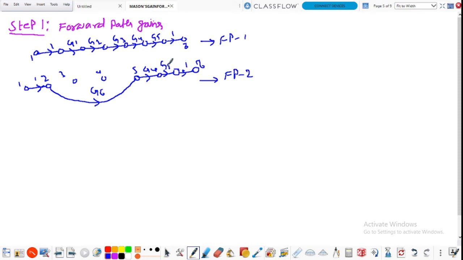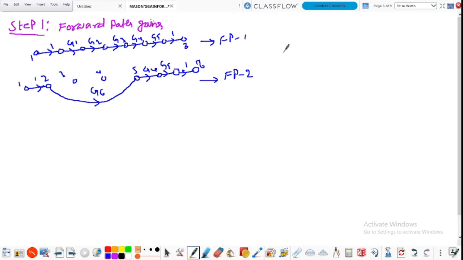And after that, calculate the forward path gain. So what is the forward path gain? The forward path gain is the product of the branch transmittances. And this is the branch. So what is this branch transmittance? What is this gain? 1. This branch gain is G1. This branch gain is G2. Next, calculate the forward path gain, which is the product of the branch transmittances.